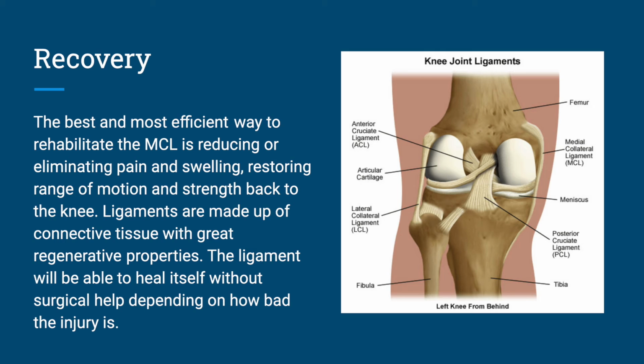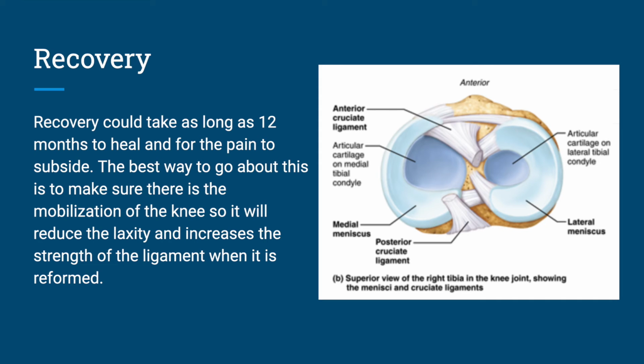The best and most efficient way for the recovery and rehabilitation of the MCL is reducing or eliminating pain and swelling, restoring range of motion and strength back to the knee. Ligaments are made up of connective tissue with great regenerative properties. The ligament will be able to heal itself even without surgical help, depending on how bad the injury is. If the injury is more severe, surgery will be needed. The recovery of an MCL tear can take as long as 12 months to heal and for the pain to subside. The best way to go about this is to make sure there is mobilization of the knee so it reduces the laxity and increases the strength of the ligament when it is reformed.